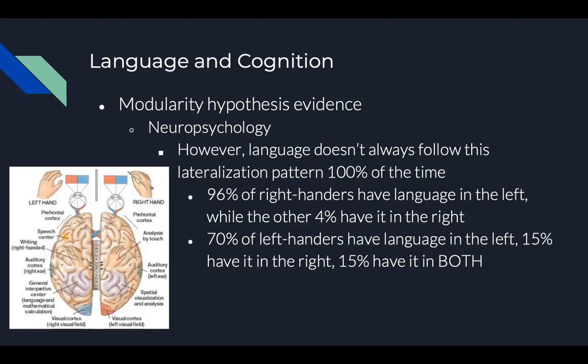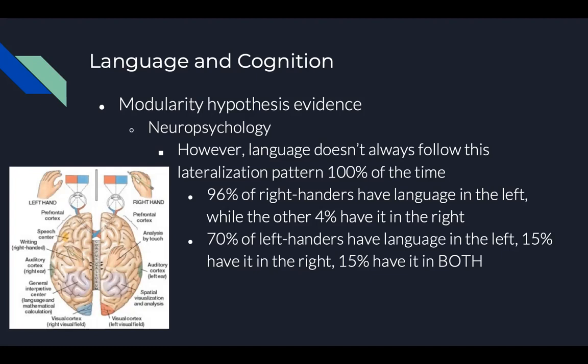And then people who are left-handed, they still show this pattern of the majority of them having language in the left hemisphere. But actually about 15% of them have language in the right hemisphere, and then another 15% have language in actually both of their hemispheres, interestingly enough.